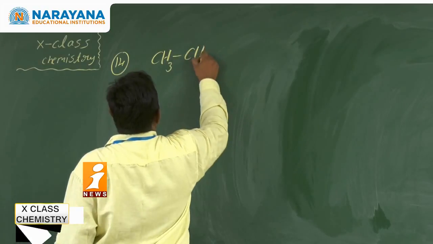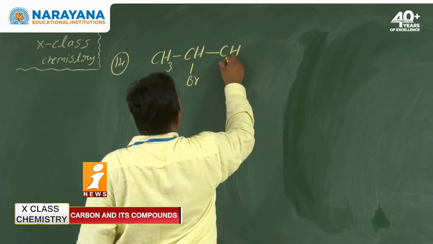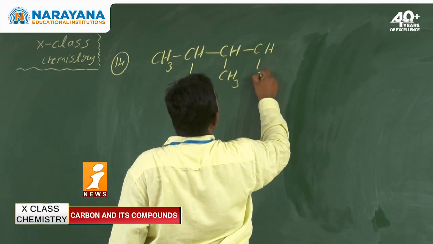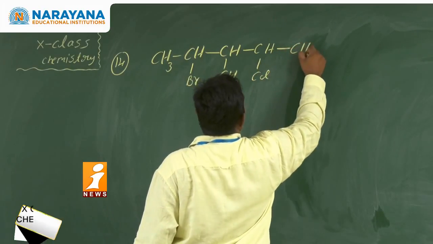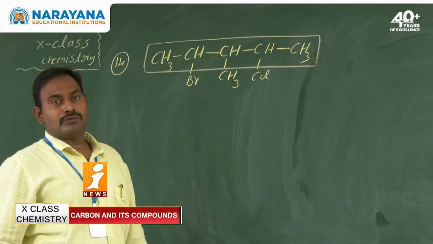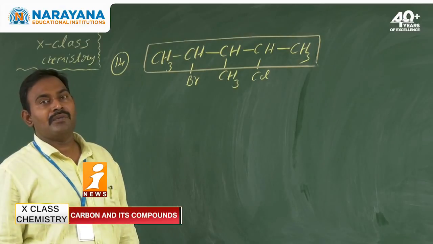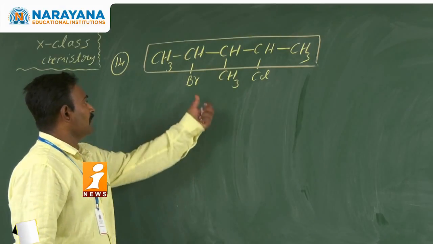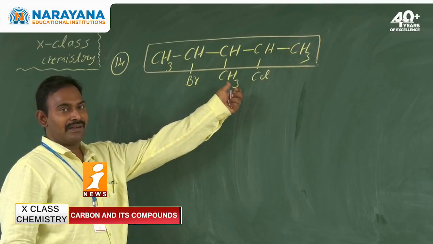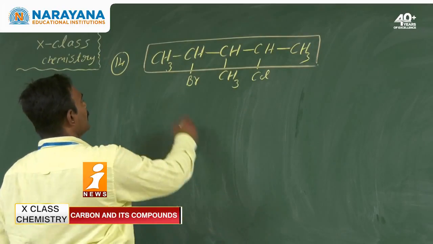CH3, CHBr, CH, CH3, CH Cl, CH3. Now see here, different substituents are present. So they have to get the least numbers according to their alphabetical order. Here bromine, bromo, starting letter B. Here methyl, starting letter M. Chloro, starting letter C. So this numbering is the correct one.